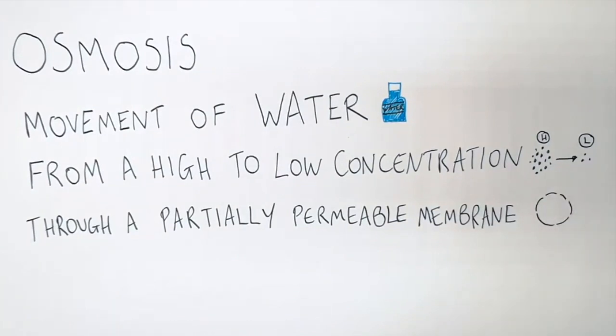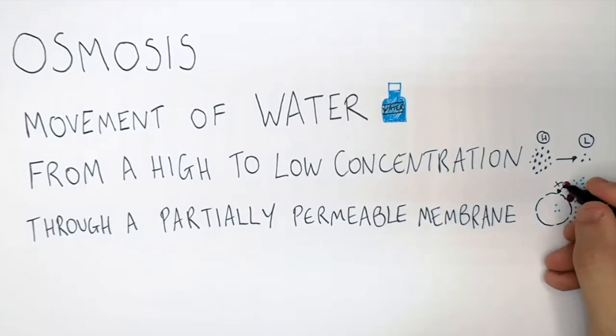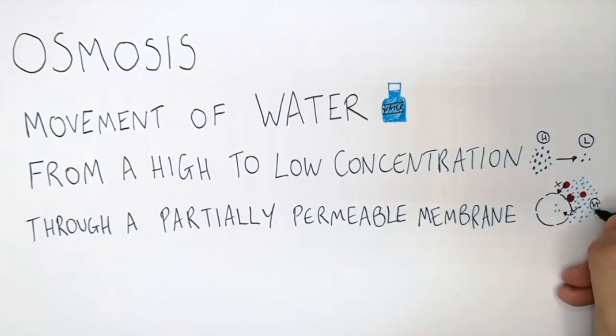Partially permeable means some things can go through it. So as you can see here, some molecules are small enough to go through the membrane, but some molecules are too big to go through the membrane. So these small molecules can go through, but the big ones can't. So it's a partially permeable membrane.